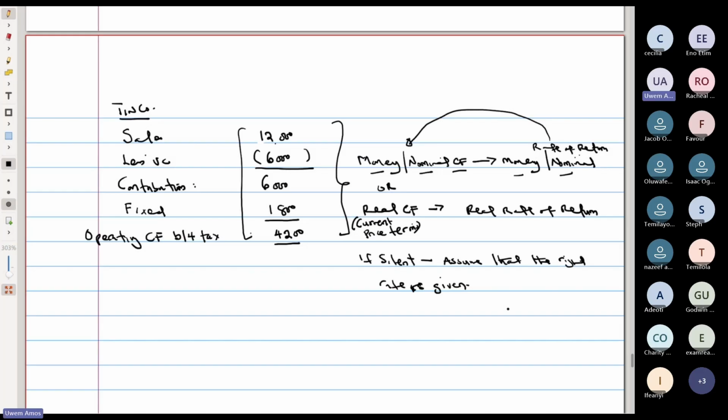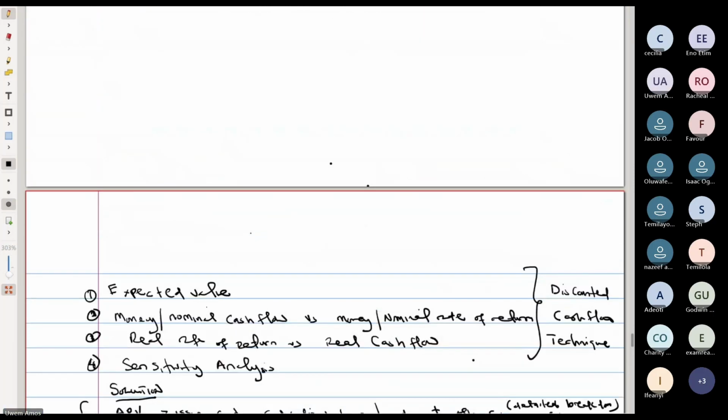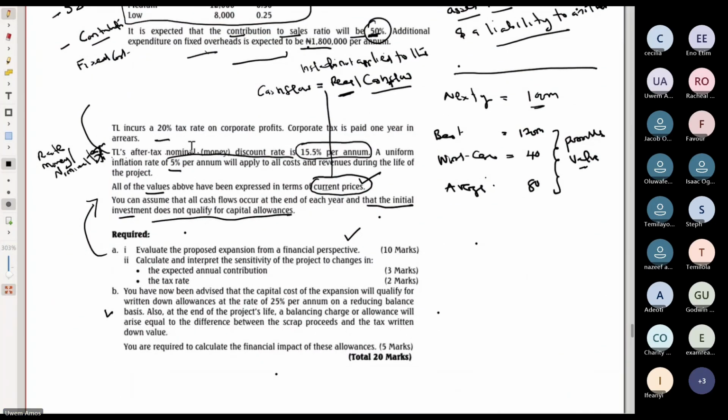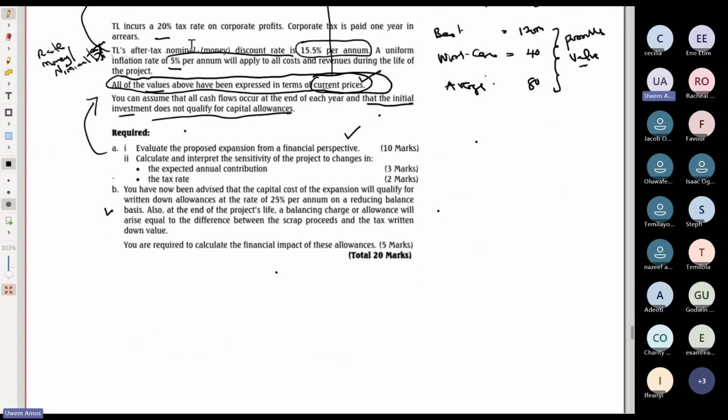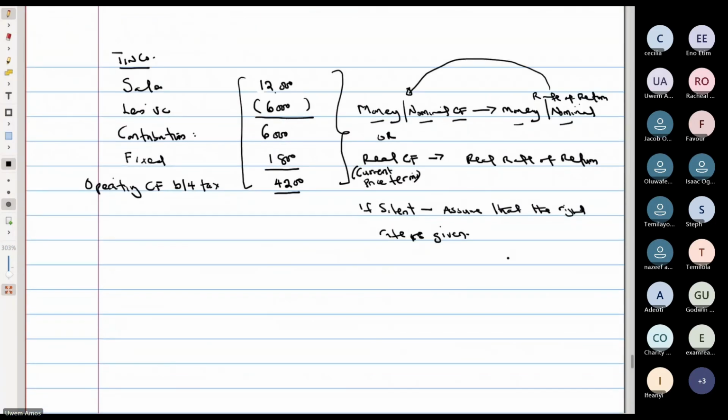So let's look at what the cash flows are given. In what terms are we given those cash flows? So let's look at our question. It says right here, all the prices above have been expressed in terms of current prices. So what are current prices? Current prices are your real cash flow. So those are your current price terms.